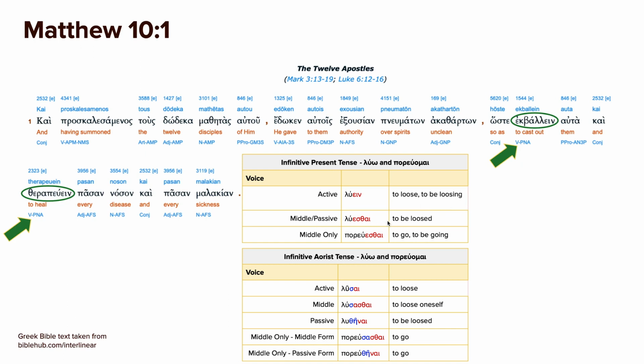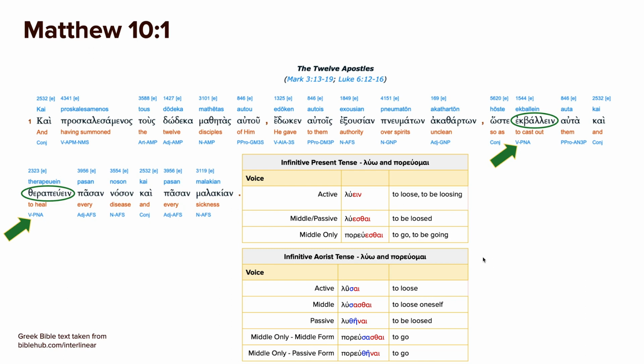So if this was a middle or passive form, to be loosed is an example, the ending would be esthai, lou esthai. And if it was middle only, a verb that used only the middle form, like a verb of motion, a verb of reciprocation, or something you do to yourself, then it's also esthai. Poreuesthai is to go or to be going. Poreuesthai. And then we have also an aorist tense form for your infinitive. And we won't go into detail about why you would use present infinitive versus the aorist infinitive, but there are situations where it's much more normal for the ancient Greeks to use present infinitives versus the aorist infinitives, and it doesn't necessarily have to do with time. So we'll go into that in more detail in the future.